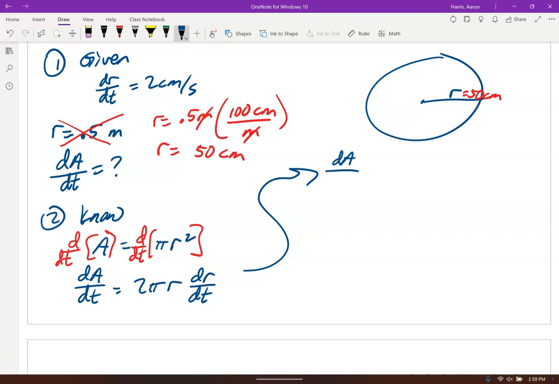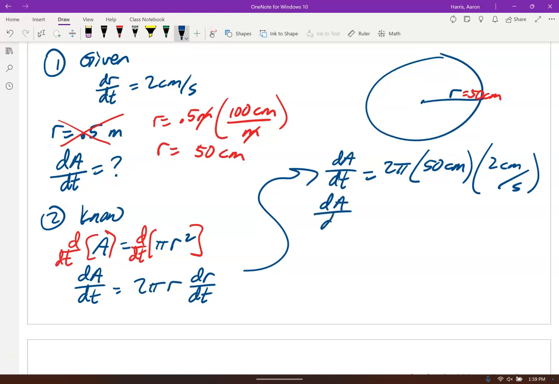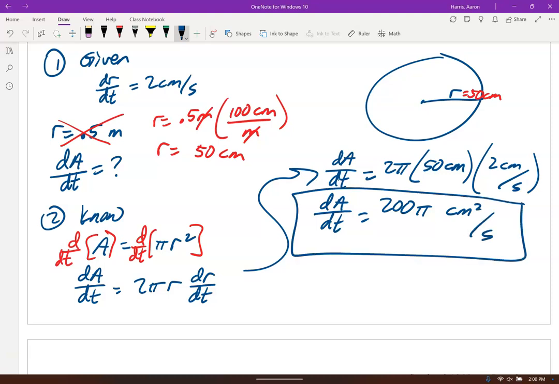So dA/dt equals 2 pi. It's at the moment that our radius is 50 centimeters and our radius is changing at 2 centimeters per second. So our dA/dt would be 2 times 50 times 2. Looks like I got 200 pi centimeters times centimeters, square centimeters per second. That's how fast the area is changing. It's increasing 200 pi square centimeters per second.